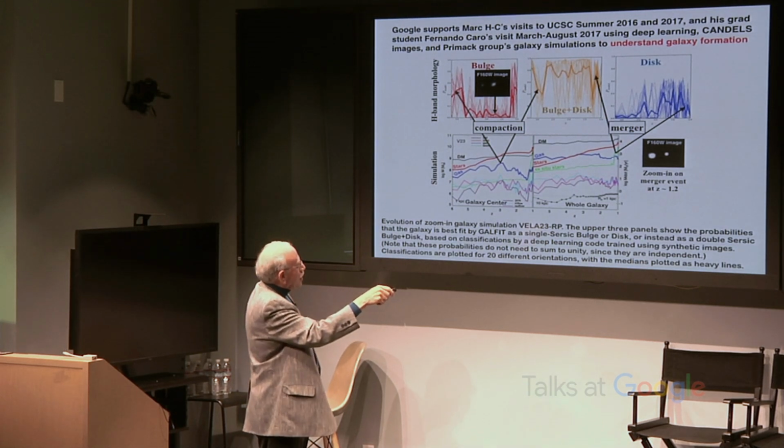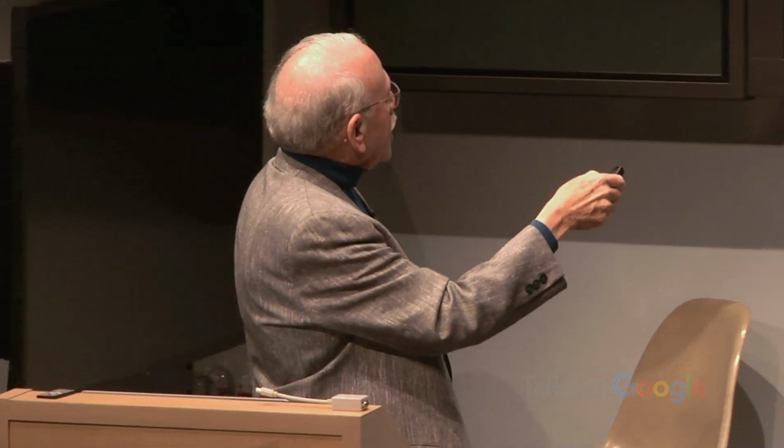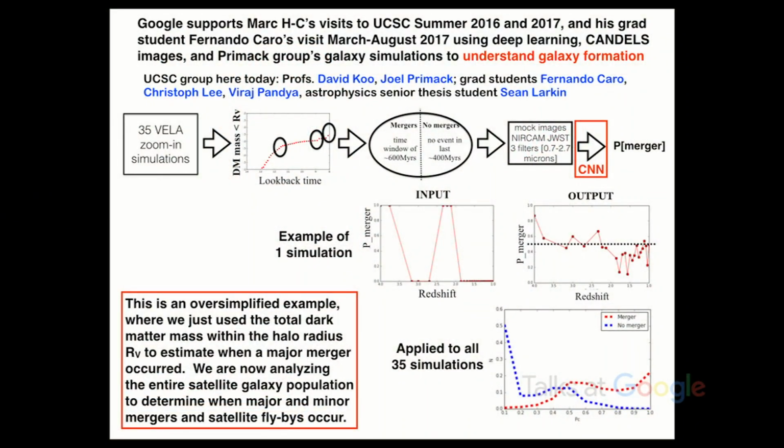And anyway, by looking at this, this was also done for 35 simulations, and we concluded that the deep learning code is sort of working. I mean, it's not nearly as good as we hope to end up with, but this is a step along the way. Another example: we start with the zoom-in simulations. We look to see if there's a merger, and we looked in a very trivial way, just to see if there's a big jump in the dark matter content.